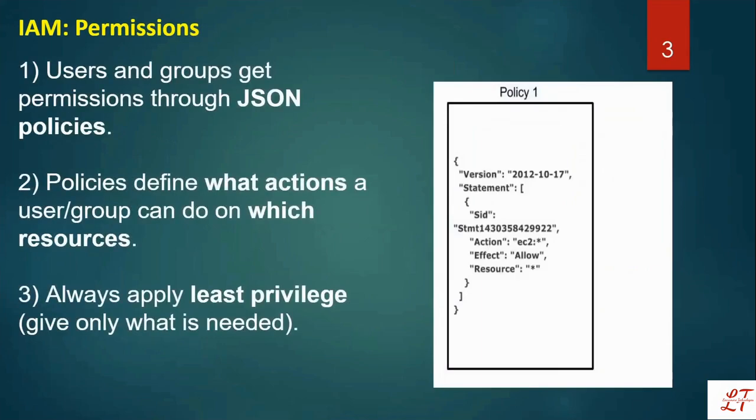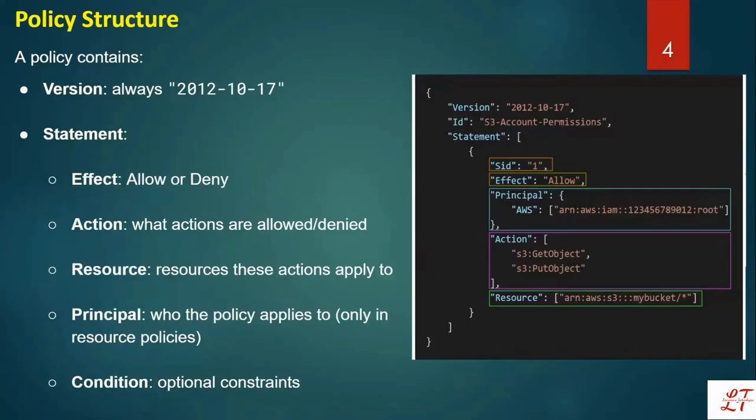So coming to permissions, in IAM, users and groups do not have permissions automatically. We grant permissions using policies, which are simply JSON documents that specify what actions are allowed on which AWS resources. A very important security principle in IAM is least privilege, which means you give users only the exact permissions that they need, nothing extra. And now, here is the structure of a typical IAM policy.